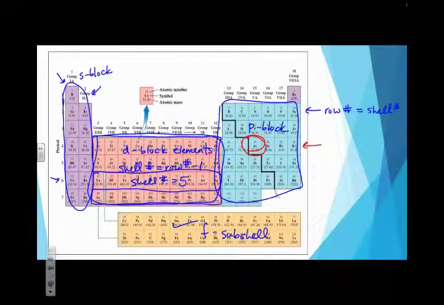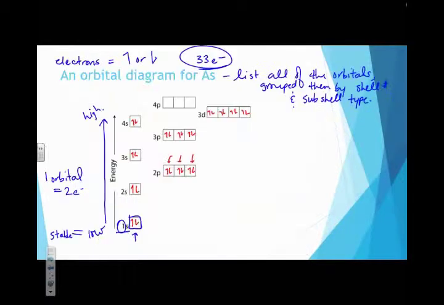Arsenic here, let me erase some of this stuff so you can see what I'm talking about. Arsenic is 1, 2, 3 boxes in to the 4p subshell. So therefore there are 3 electrons that arsenic has in the 4p subshell. So when I go to my orbital diagram, there should be 3 electrons in the 4p subshell.